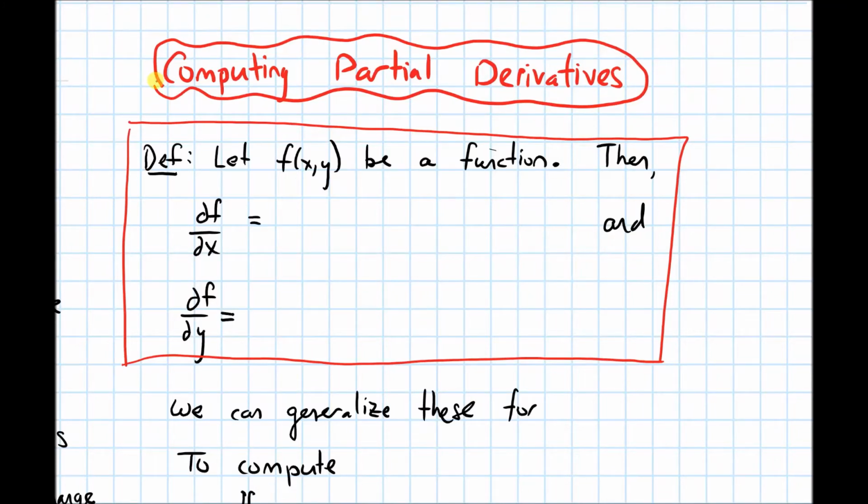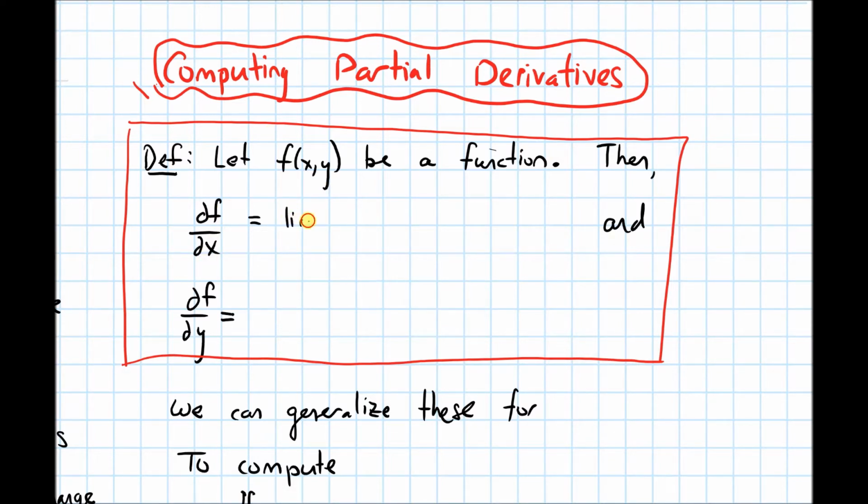In this video, we will talk about how to compute partial derivatives. So I want to begin with the definition of what a partial derivative is, very formally. If I let f of x comma y be a function, then del f del x, this is the partial derivative of f with respect to the variable x. And there's a limit definition for what this is.